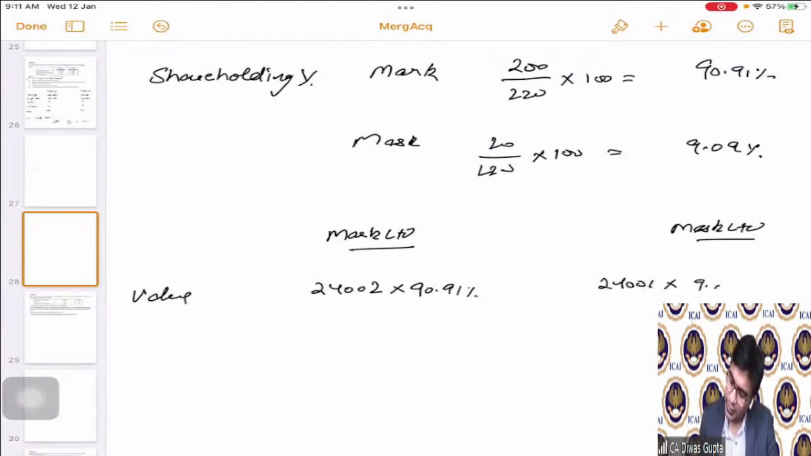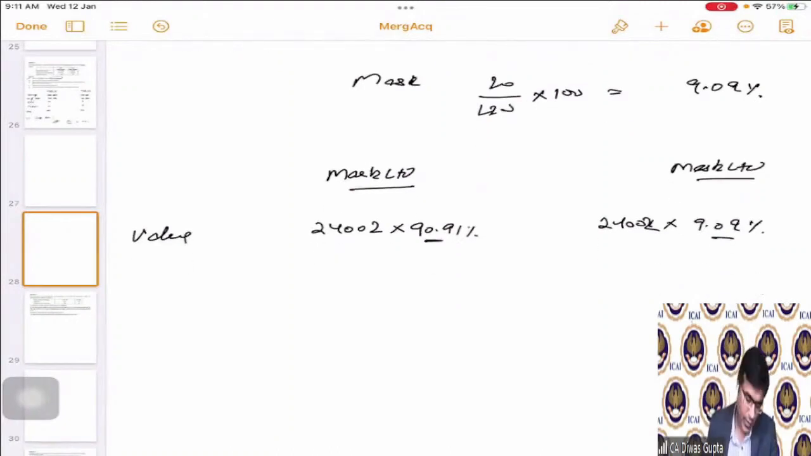24,002 multiplied by 9.09 percent. Correct, students? Because here you have a 90.91% stake in the overall valuation. Here you have only the 9.09 percent stake in the entire valuation. Correct. So this will give us the right number, and hence the value split between both of them is 21,820, and here it is 2,182.